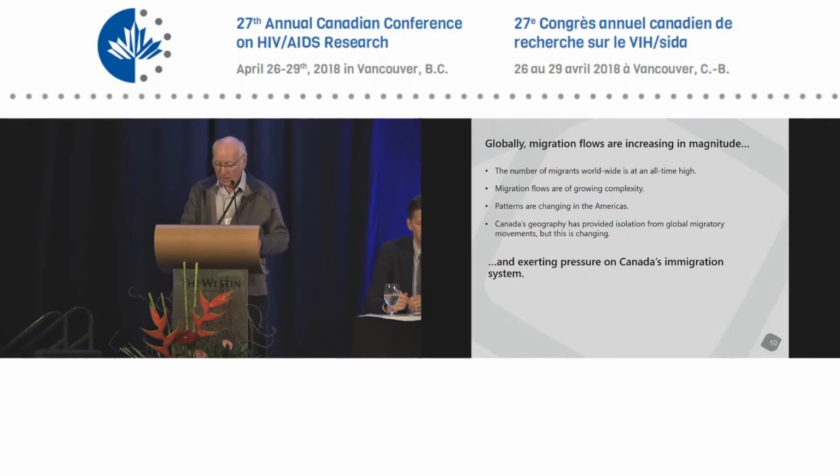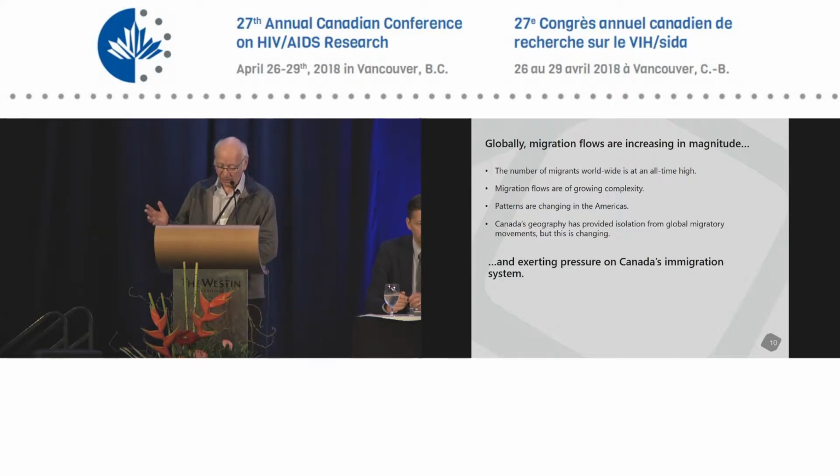As you can see, globally, migration flows are increasing in magnitude. Geopolitical events have contributed to the growing complexity of migration flows in the world. Like many Western countries, population growth is dependent on immigration. The reality is the birth rate in Canada is below 2. For each woman, it is below 2. It's somewhere in the region of 1.56 to 1.86. Without immigration, the population of Canada will not grow.